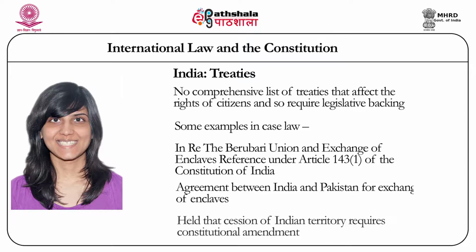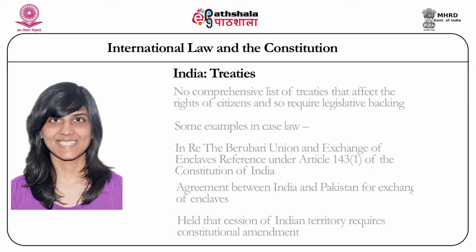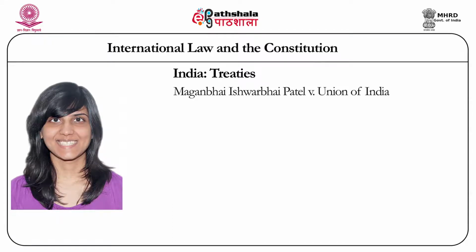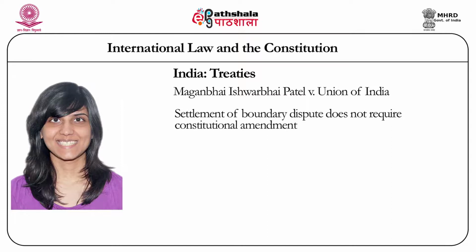The Supreme Court held that since the treaty involved the alienation of a part of Indian territory, it could only be implemented by a constitutional amendment, and mere executive action was not sufficient. In Magan Bhai Patel, the court further clarified the position. It distinguished between the cession of territory and the settlement of a boundary dispute.